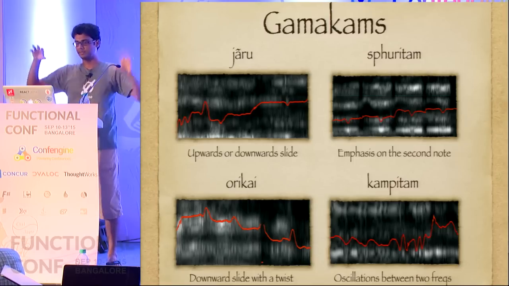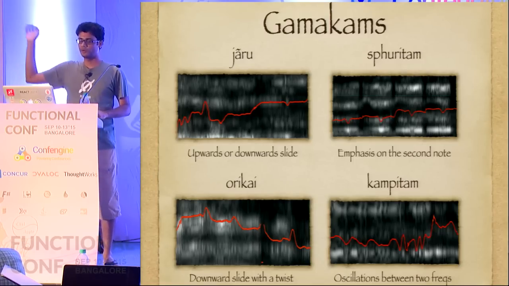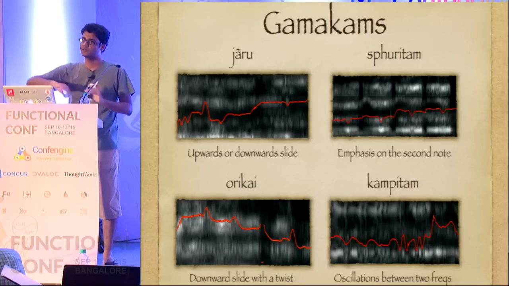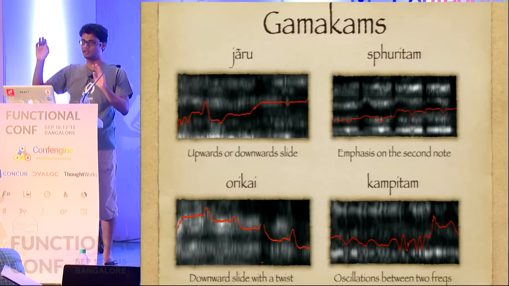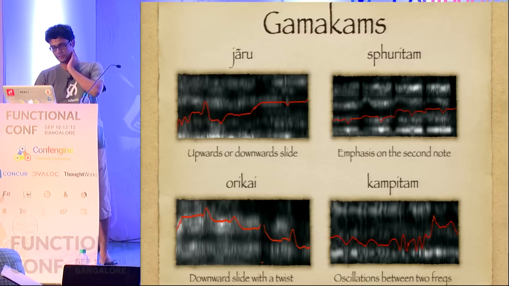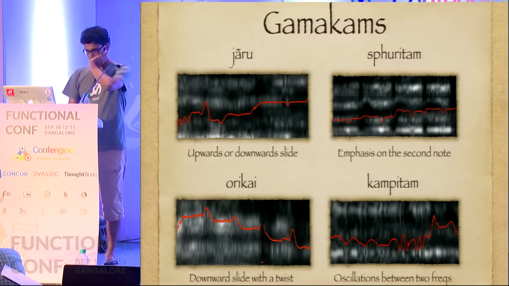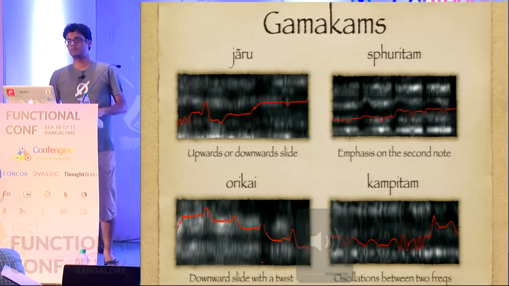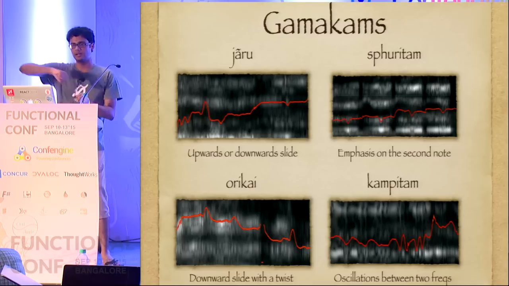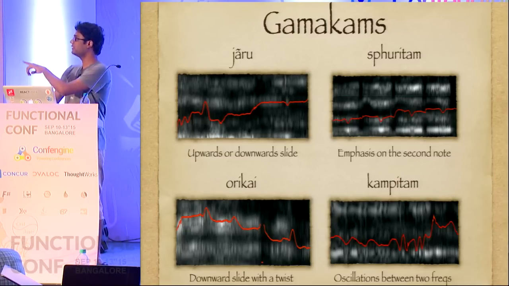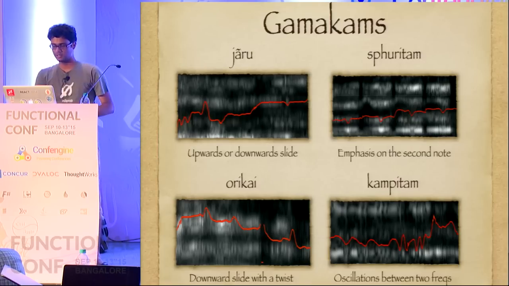These things actually have names. Jaru, for example, is an ascending gamaka, where you're moving from one note to the other gradually. It can be an upward or downward slide. Let's listen to Jaru. Right? So that upward slide you saw is called a Jaru. Spuritam is something that we have already encountered, but let's listen to it again.